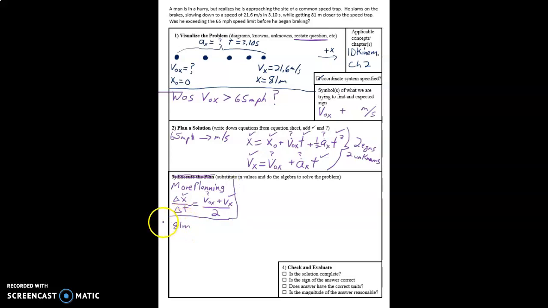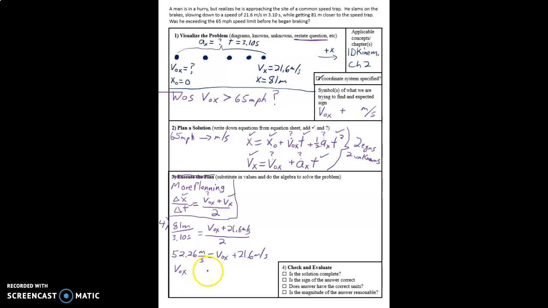Okay, and now we're going to execute the plan here. So now we're starting with step 4. Execute the plan. 81 meters over 3.10 seconds equals v naught x plus 21.6 meters per second divided by 2. And so now we can multiply both sides by 2. And so 2 times 81 divided by 3.1 gives us 52.26. And that'll have units of meters per second equals v naught x plus 21.6 meters per second.